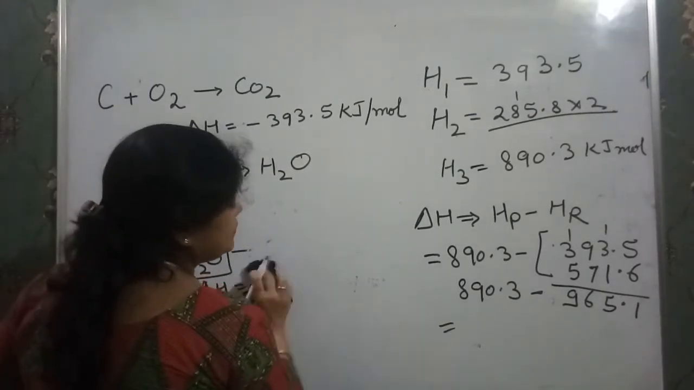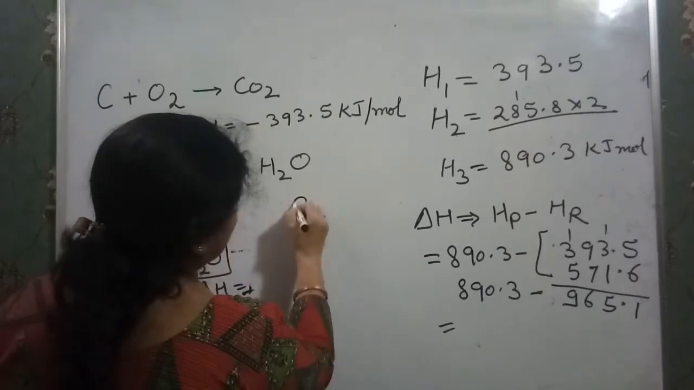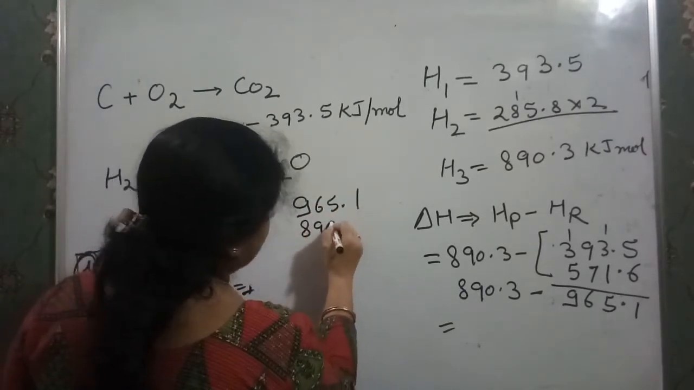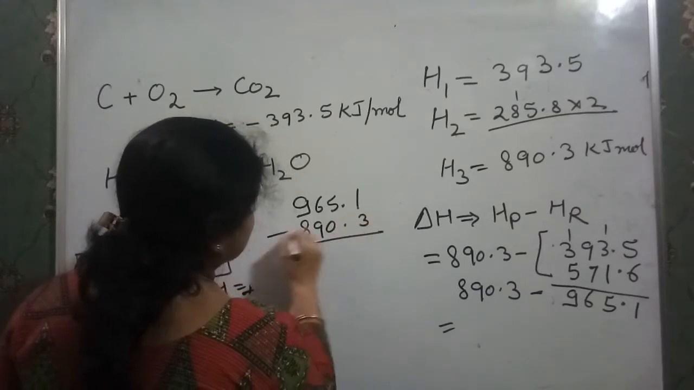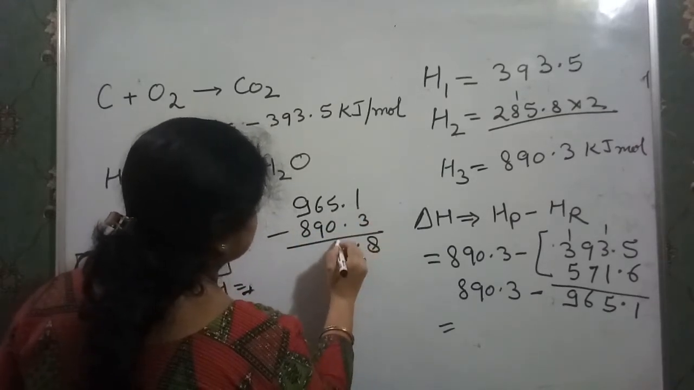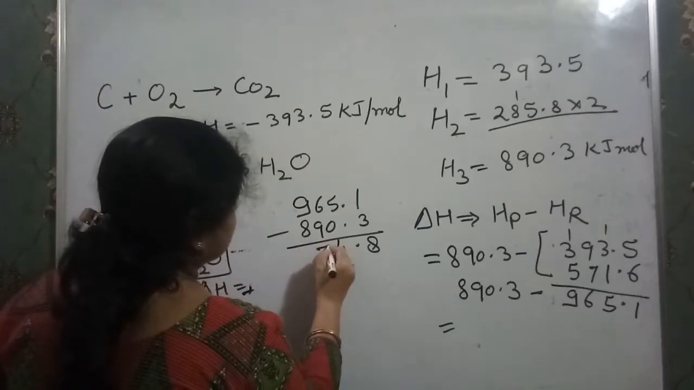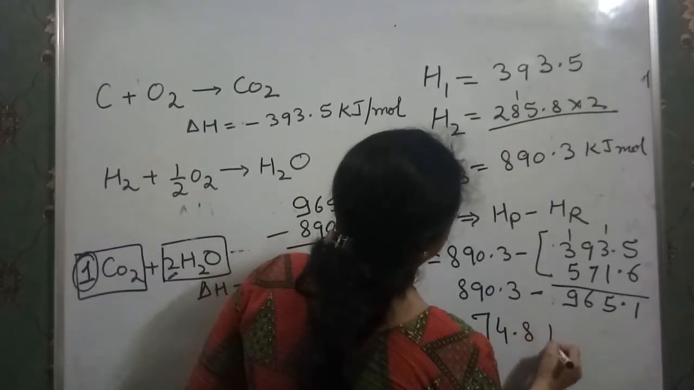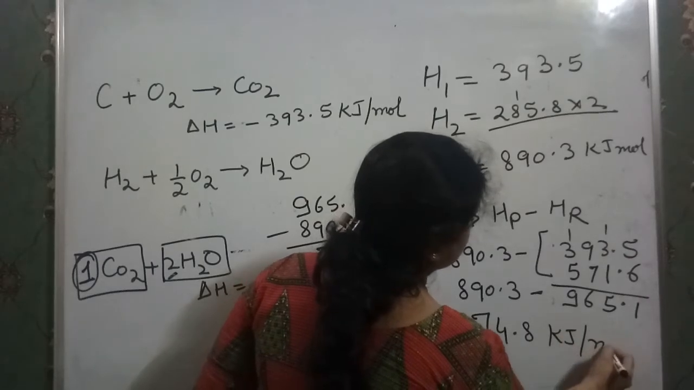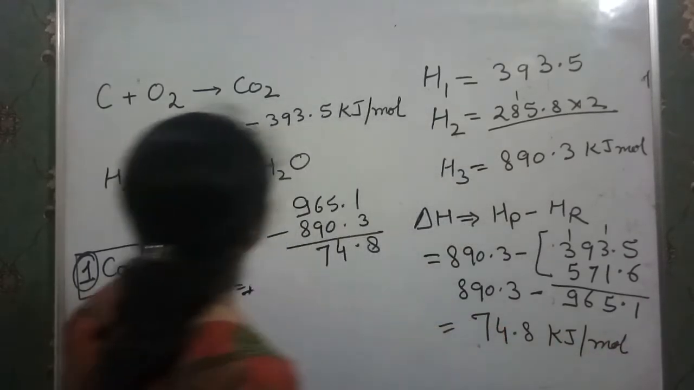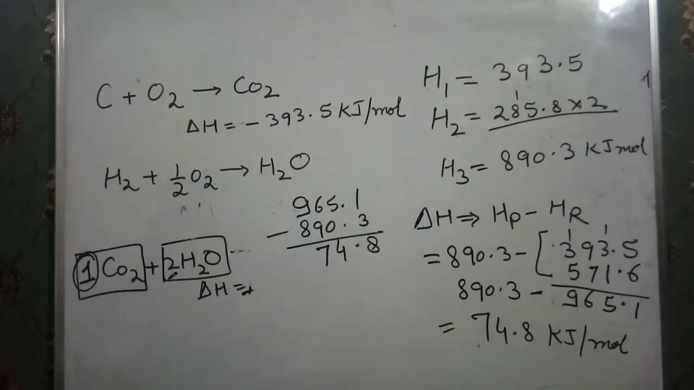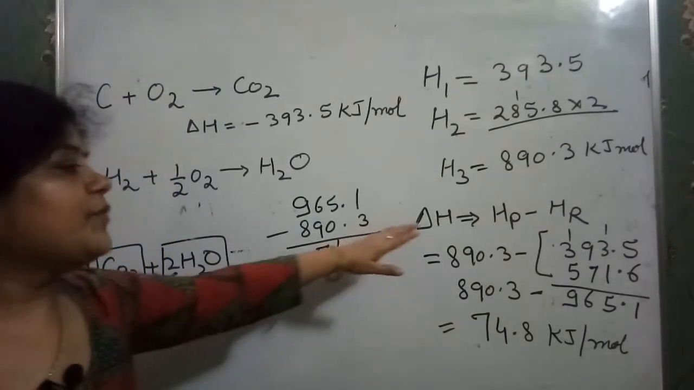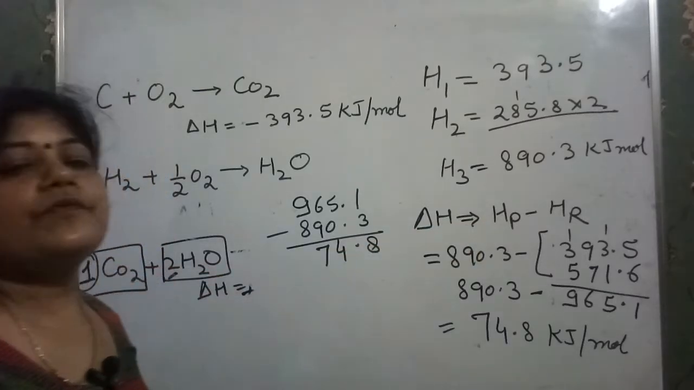We get the value 965.1 minus 890.3: 11 minus 3, that is 8, this is 4, and this is 7. So our answer is 74.8 kilojoule per mole. So change in enthalpy is equal to enthalpy of products minus enthalpy of reactants.